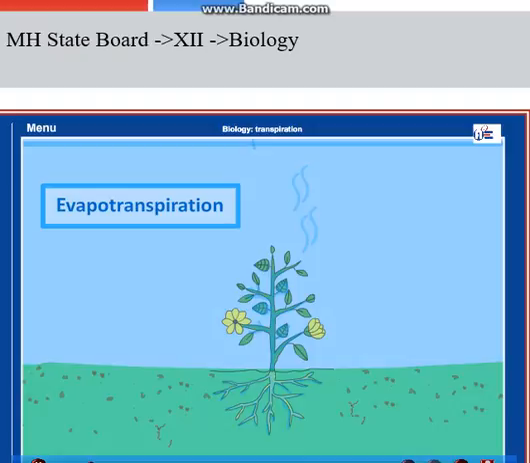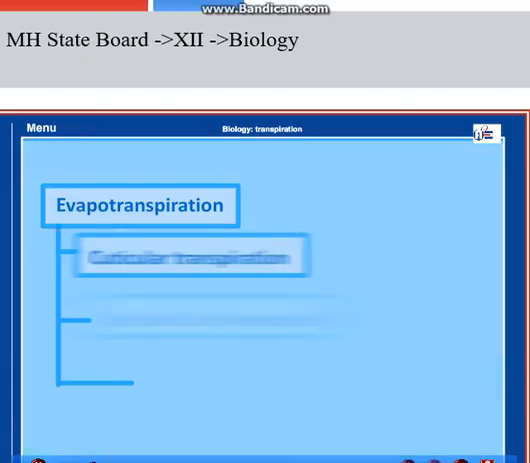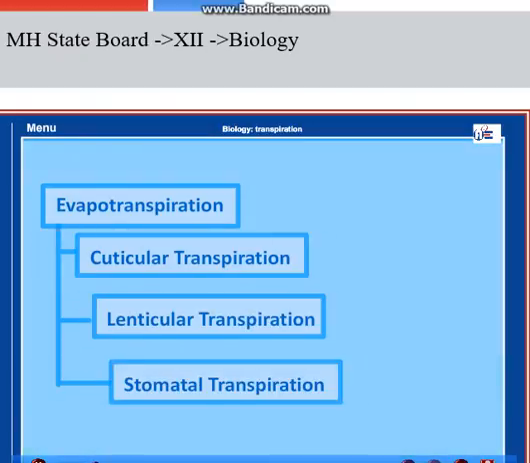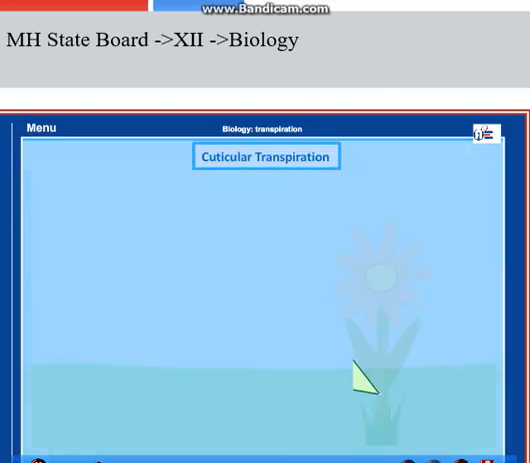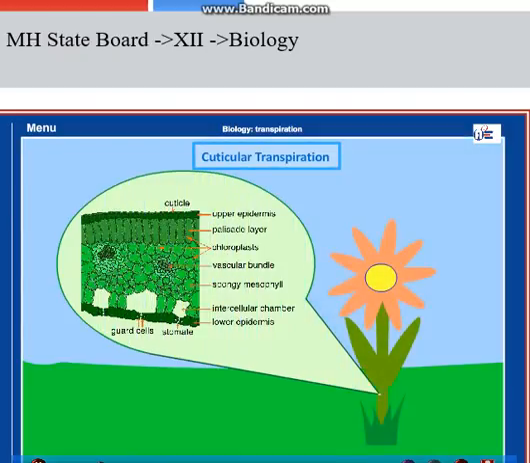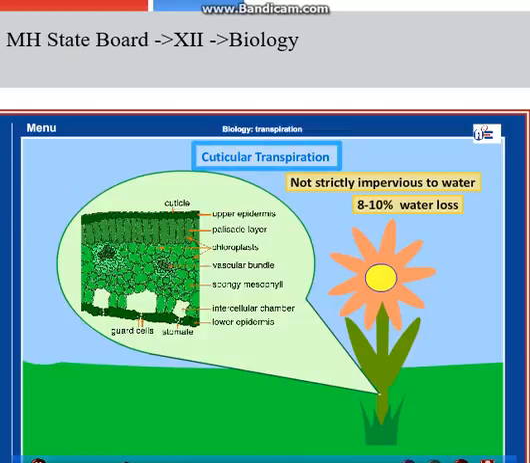Transpiration is mainly of three types: cuticular transpiration, lenticular transpiration, and stomatal transpiration. Cutin is a wax-like substance which reduces loss of water. It forms a thin or thick layer on the epidermis of leaves and herbaceous stems. This layer is called cuticle. The cuticle retards the loss of water but is not strictly impervious to water. About 8 to 10% of water loss occurs through cuticle by simple diffusion. This is known as cuticular transpiration.